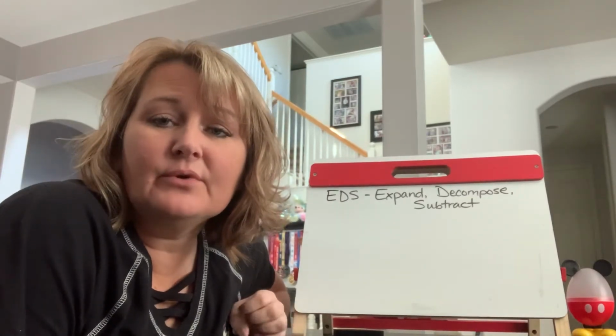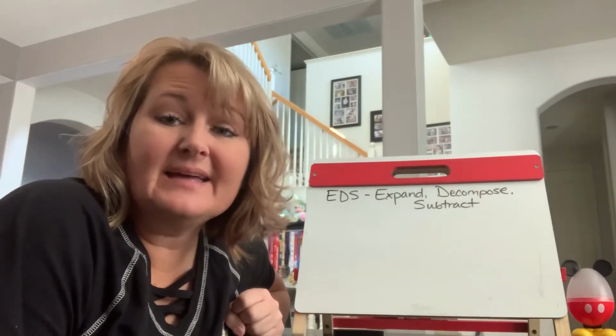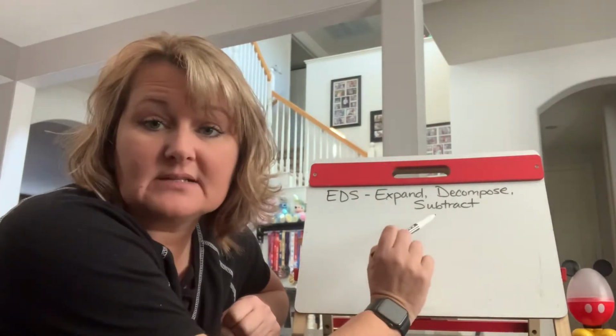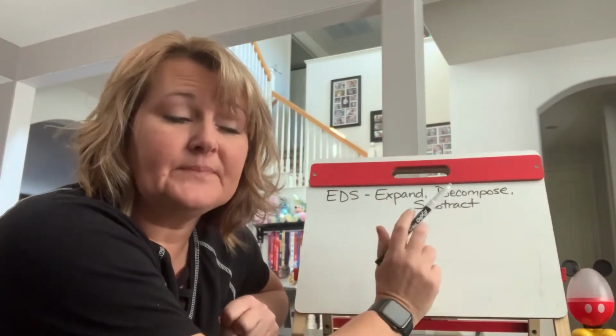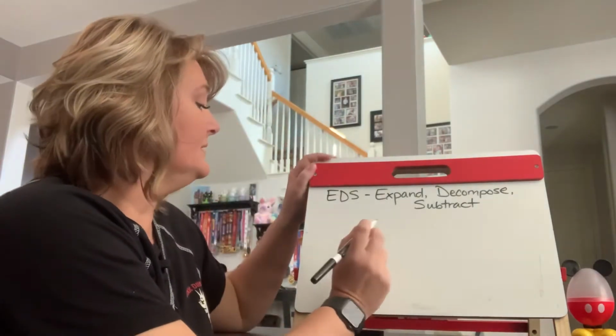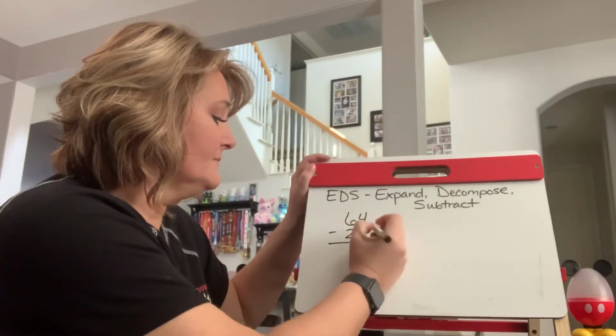Today we're going to go through the process of EDS for multi-digit subtraction. EDS stands for expand, decompose, and subtract, and that is exactly how it's going to be set up. First, let's go ahead and look at our first problem. Our first problem is going to be, let's say, 64 minus 29.